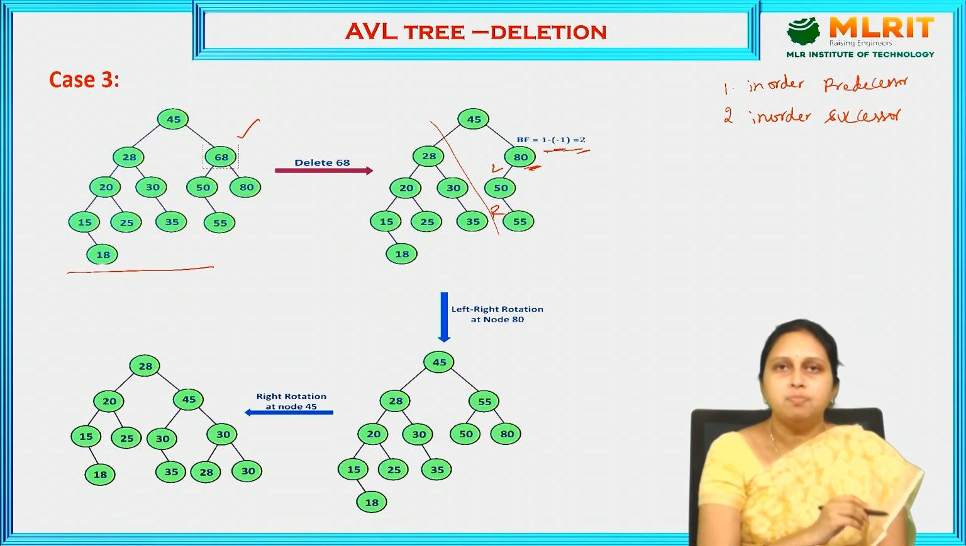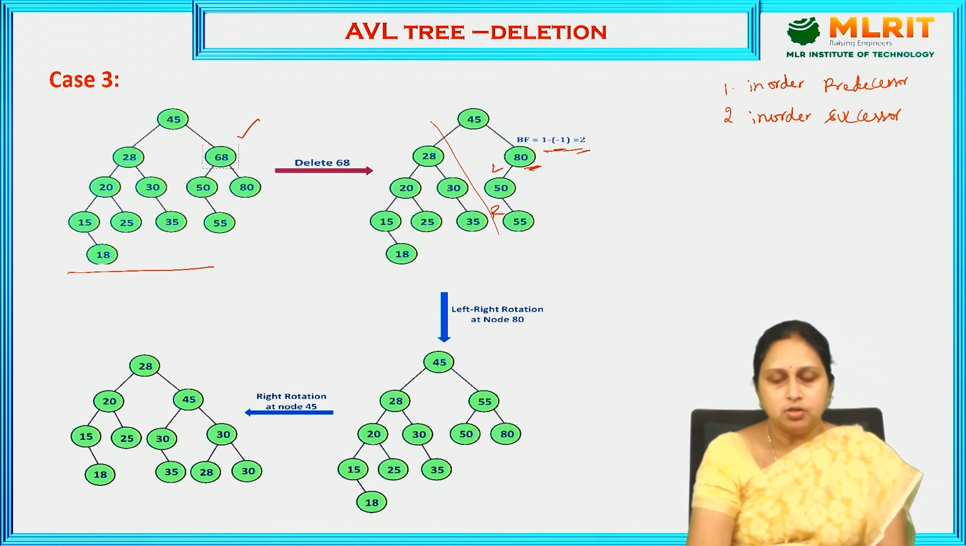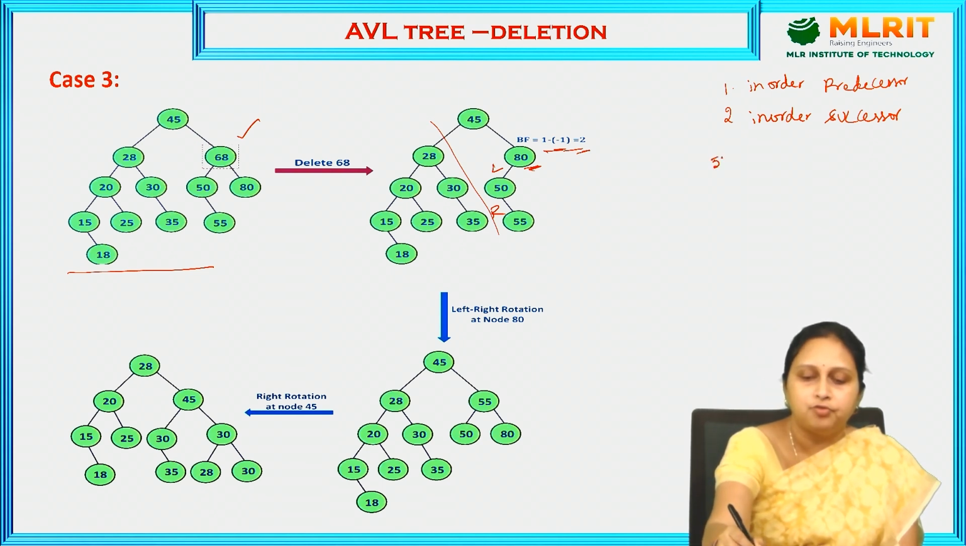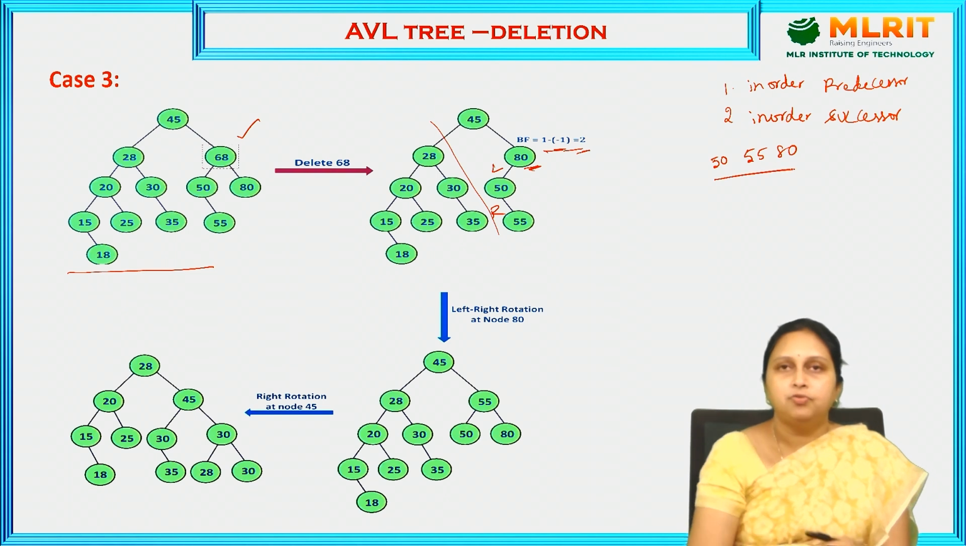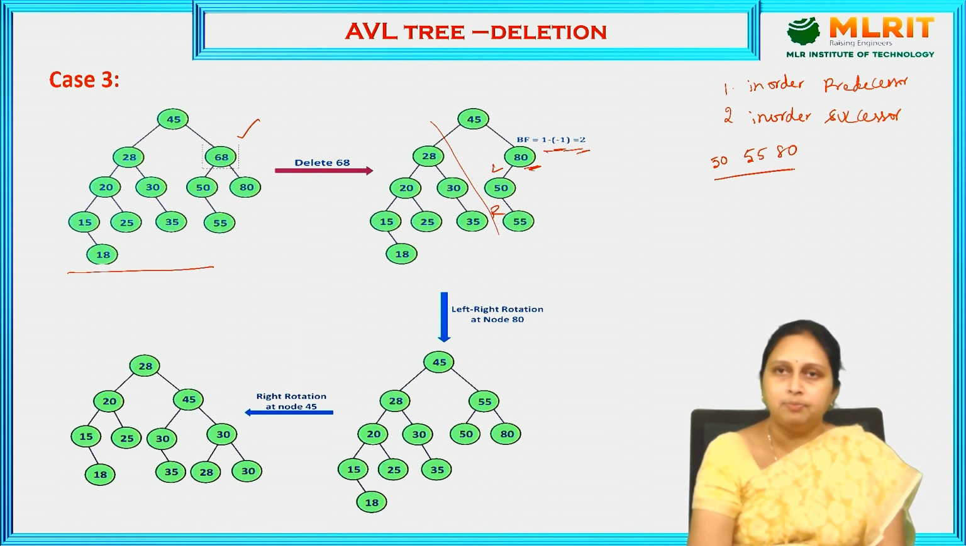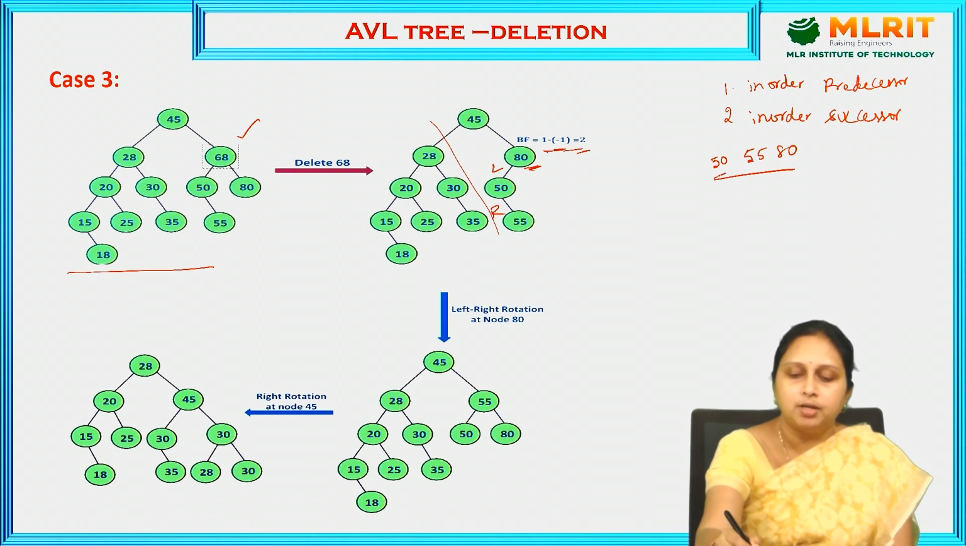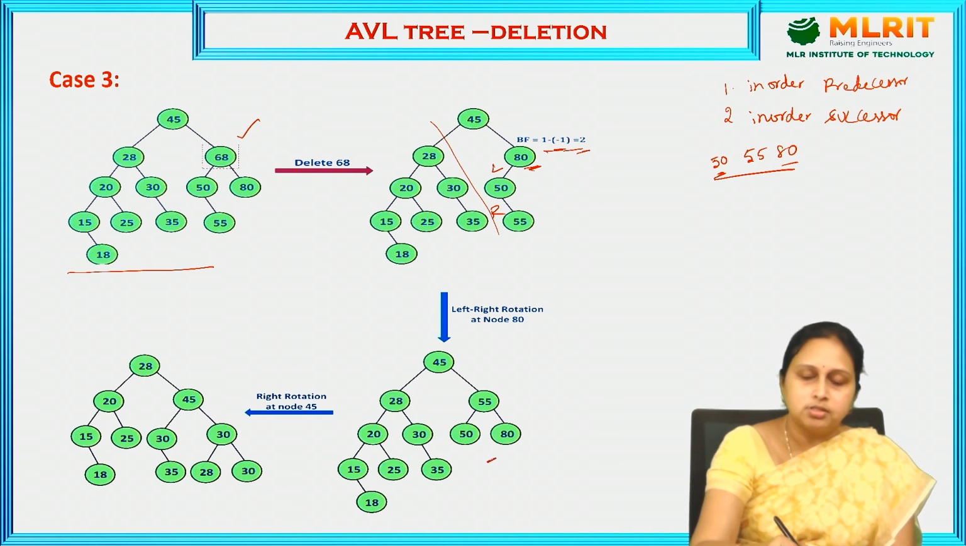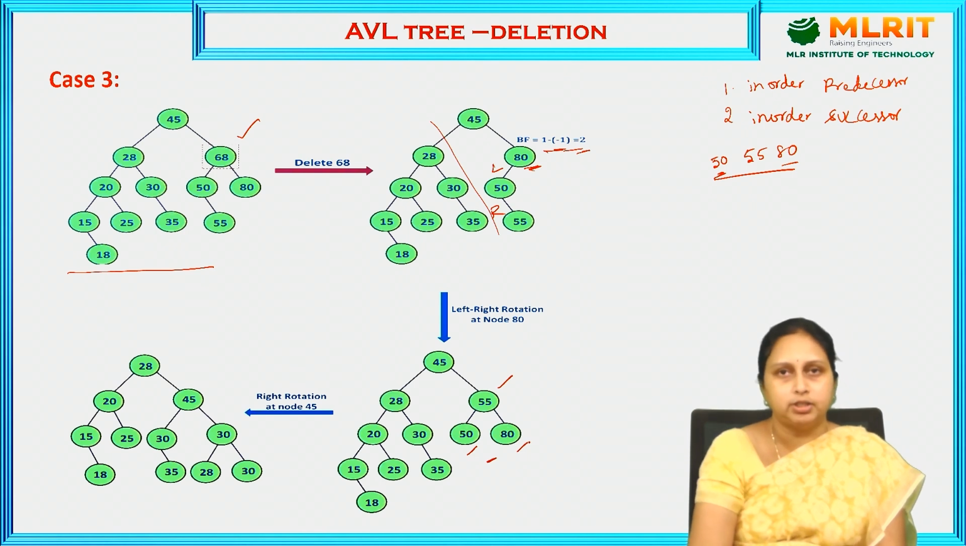We need to perform left right rotation on these three nodes. What are the three nodes we have? We have 50, 55 and 80. As I said, 50, 55, 80, the middle element becomes the root node, and the left node becomes the left child and the right node becomes the right child. Now according to that, rotate the nodes and place it as it is. Now 55 becomes the root node, 50 becomes the left child and 80 becomes the right child.